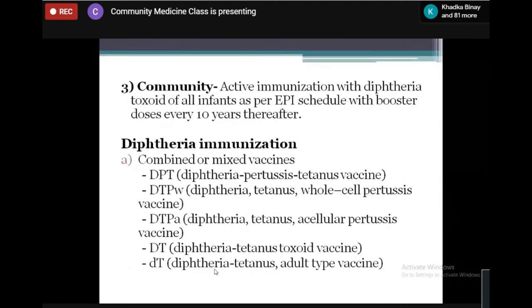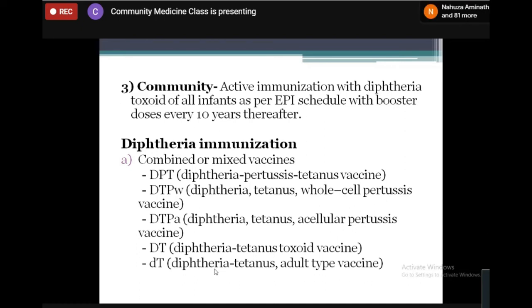So for the community, how to control diphtheria in the community? By active immunization with diphtheria toxoid of all infants as per the expanded program on immunization schedule. So national immunization program and expanded program on immunization, don't get confused with that. This is the national immunization program, but it was expanded later on. Vaccines against many more communicable diseases were added in that schedule. That's why it's known as expanded program on immunization, with booster doses every 10 years thereafter. So for the community, you have to give active immunization with the diphtheria vaccine.